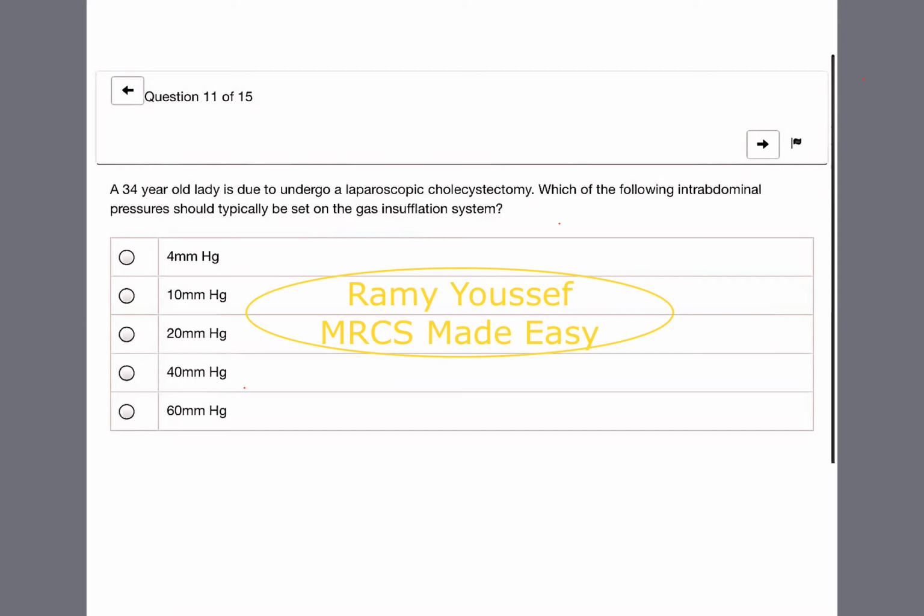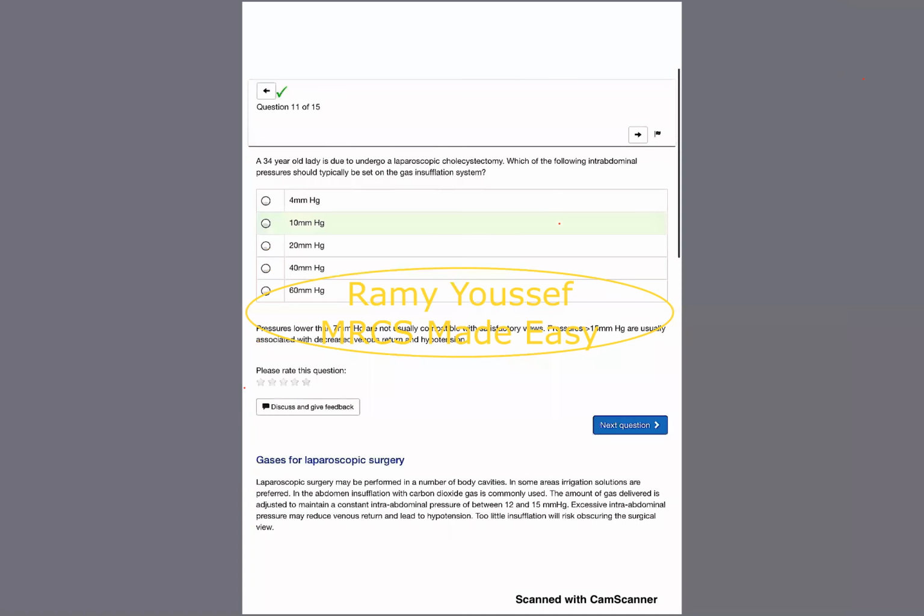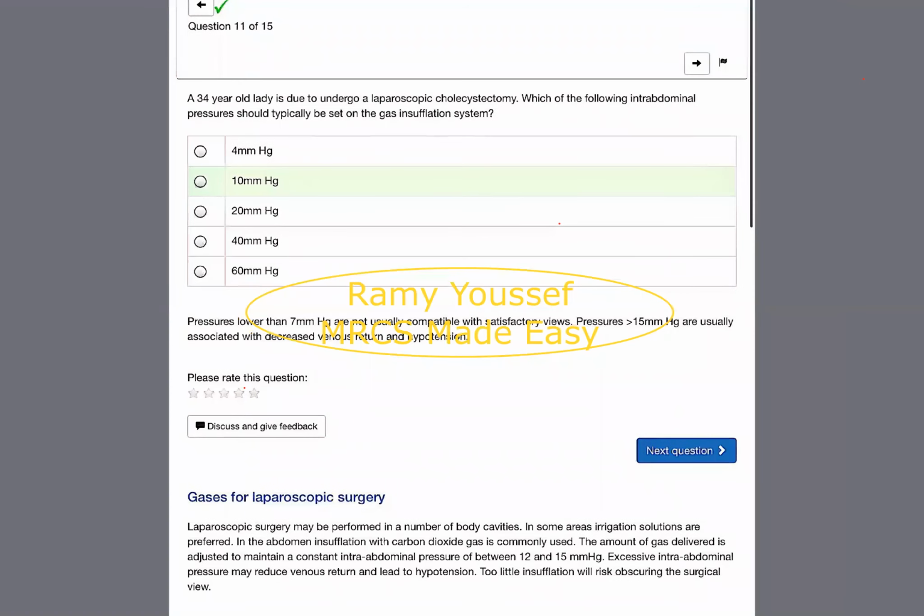A 34-year-old lady is due to undergo a laparoscopic cholecystectomy. Which of the following intra-abdominal pressures should typically be set on the gas insufflation system? As we said previously, 10 millimeters. 10 to 14, 15 maximum. Yes, exactly, 10 to 14, 15. Here it is set between 12 to 15. So 10 here is the best answer.